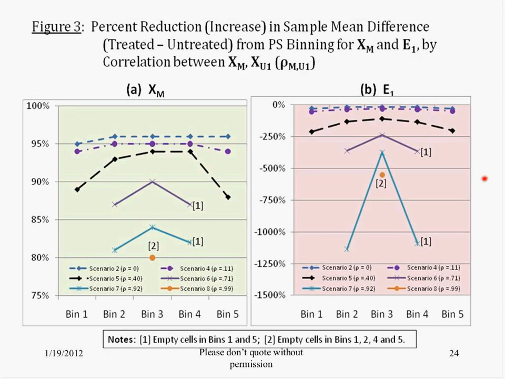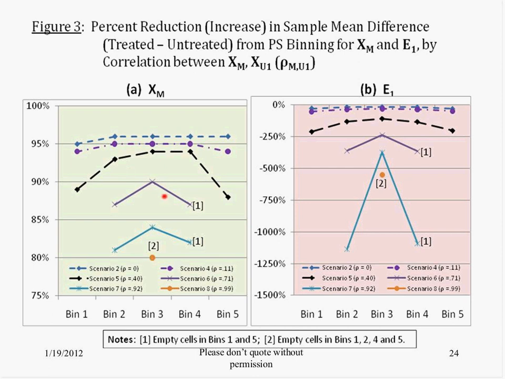This is basically the scenarios looking at XM and E, the portion of the unmeasured covariates that are unrelated to XM, and we find basically the same kind of results that we found in those earlier graphs, except you'll notice that as we go from scenario 2, which is the blue here, down to this little dot, which is scenario 8, which was very high correlation between XM and the unmeasured variables, it's very hard to find people in the tails to match anymore.